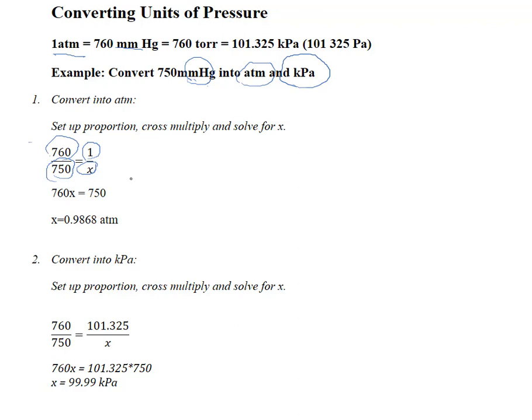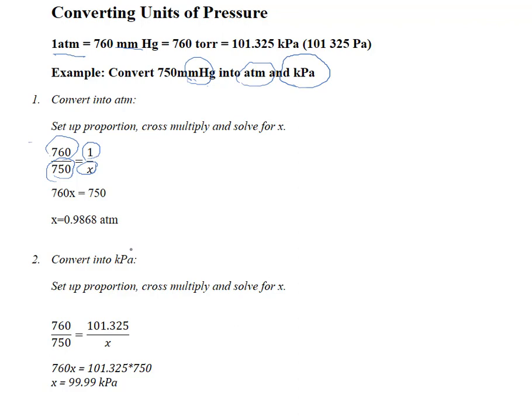If you think about this from lots of different ratio examples, same in stoichiometry, you've got your known ratio and your unknown ratio. So 760 is to 1 as 750 is to X. And then to solve for X, we cross multiply. So 760 times X is equal to 750, and then by dividing by 760, we are left with 0.9868 atmospheres.